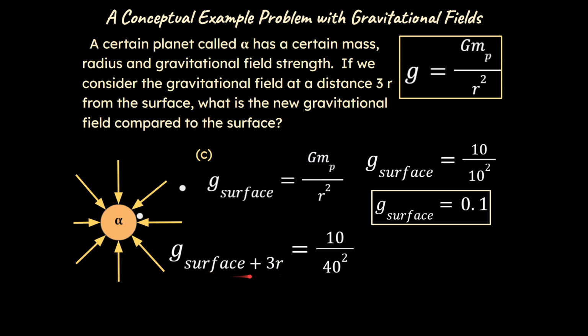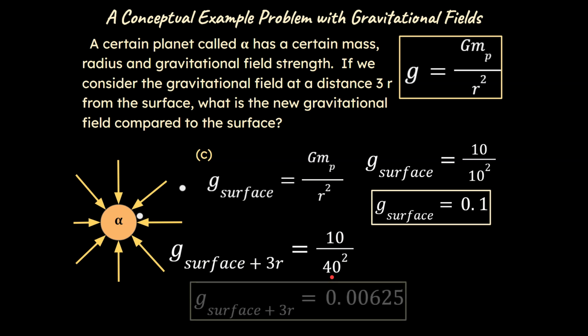If you do that with the surface plus 3r, then you have a mass of 10 up here. Now we're going to have a radius of 40. And if you do the math here, you end up with this value. So what we're going to want to do is compare this gravitational field right here with this one, because the problem says what is the new gravitational field compared to the surface. So how would we do that?